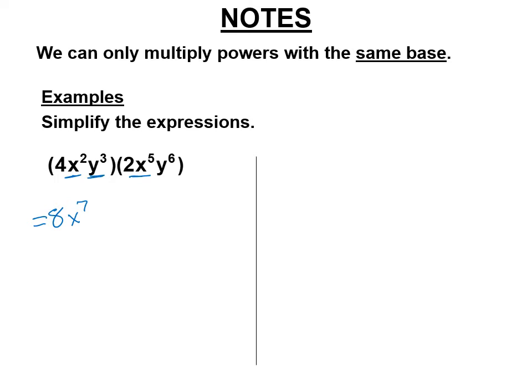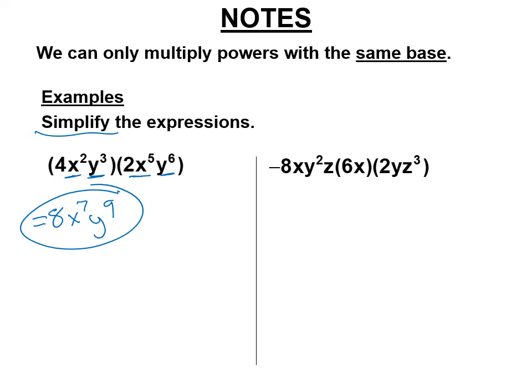Then you look for the other ones with the same base. y cubed times y to the 6th is y to the 9th, and you're done. That's all you can do. That's as simple as you can make it: 8x to the 7th y to the 9th. Right? That looks like it's going to be hard, but it's not.